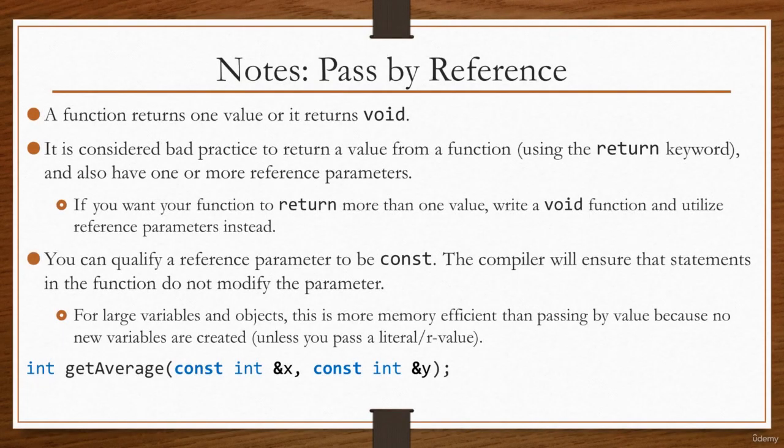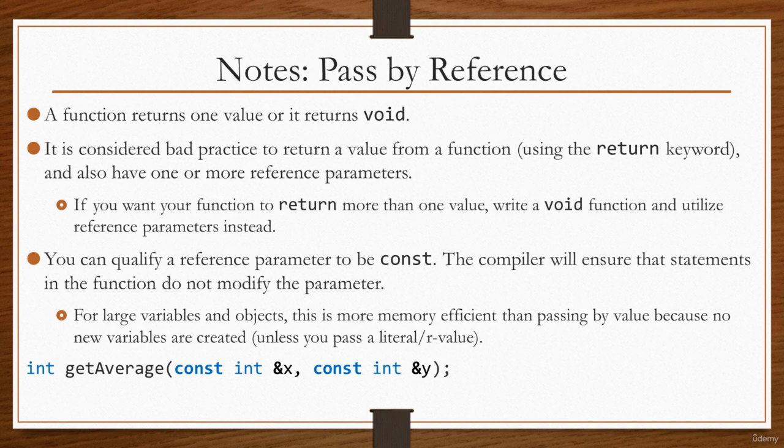And then a few notes on passing by reference. So a function can return one value, such as an integer or a float for example, or it can be void, right? We are familiar with this at this point. Now it's considered bad practice to return a value from a function using the return keyword and also having one or more reference parameters. So if you want a function to return more than one value, typically what you do is you write a void function with reference parameters, and in that way you can essentially change multiple variables in that function or return multiple values from that function back to the caller.